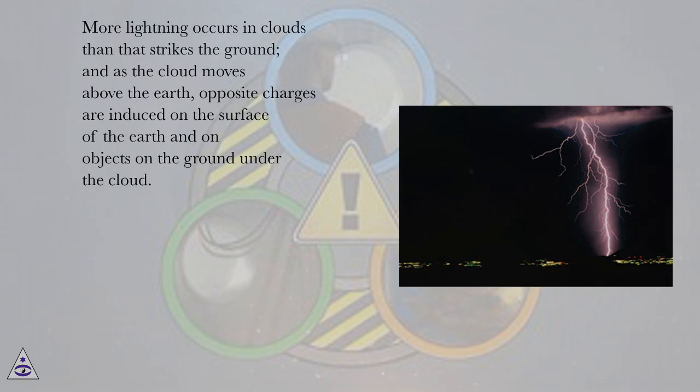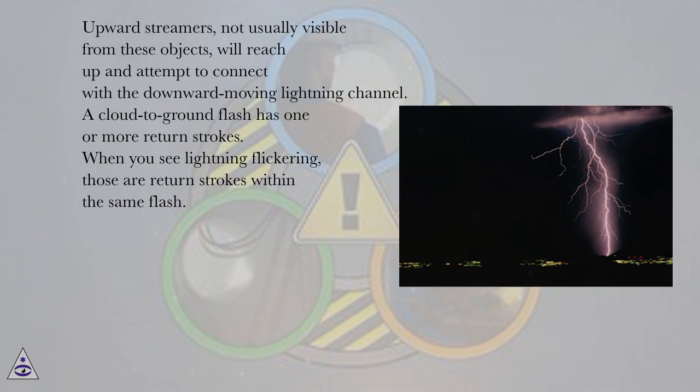Introduction. More lightning occurs in clouds than strikes the ground, and as the cloud moves above the earth, opposite charges are induced on the surface of the earth and on objects on the ground under the cloud. Upward streamers, not usually visible from these objects, will reach up and attempt to connect with the downward moving lightning channel.